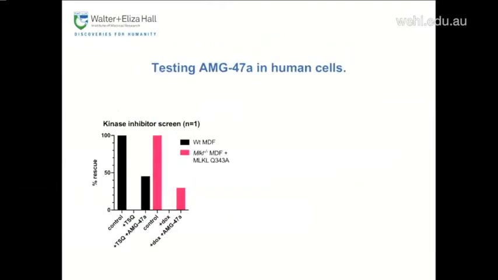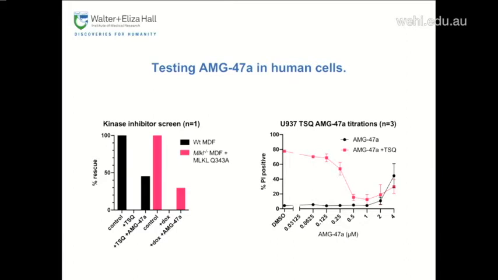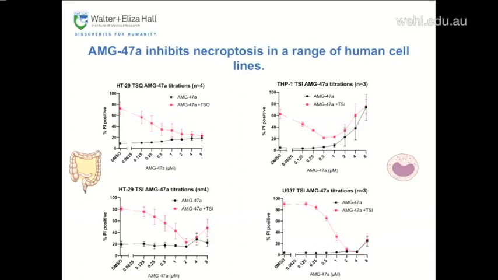So the first thing I wanted to do with this was test in human cells, and what I found was quite nice. It very robustly inhibited necroptosis in the U937 cell line. So that was great. I went and tested in a number of other cell lines and found that in all the cell lines I tested, this drug was able to protect the cells from necroptosis. That included HT29 and THP1 as well.